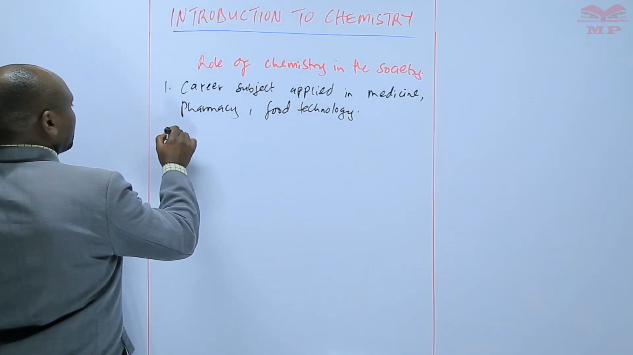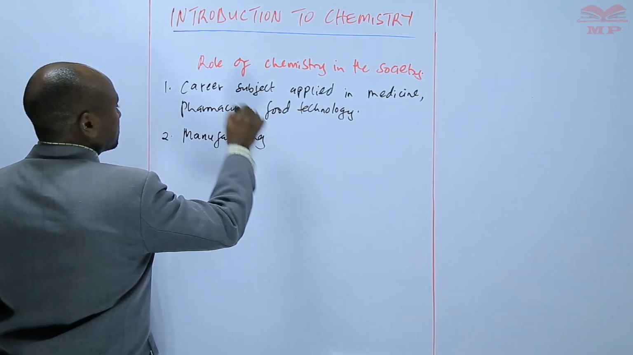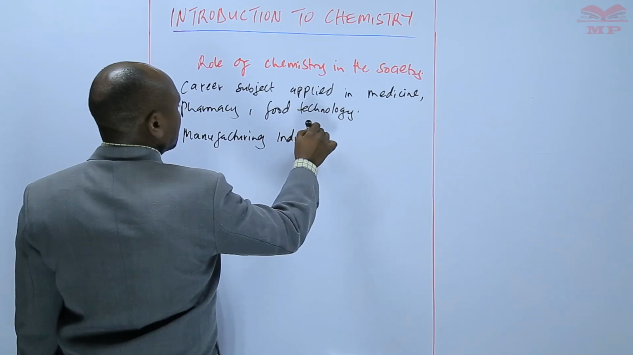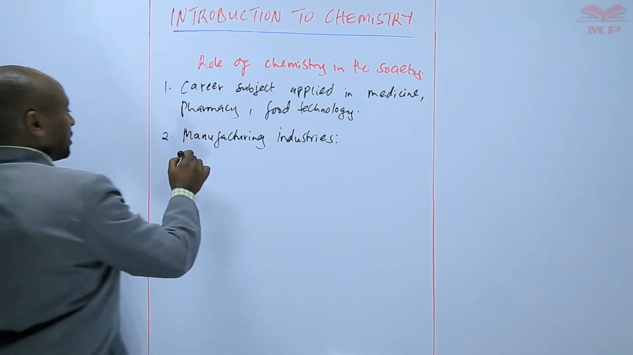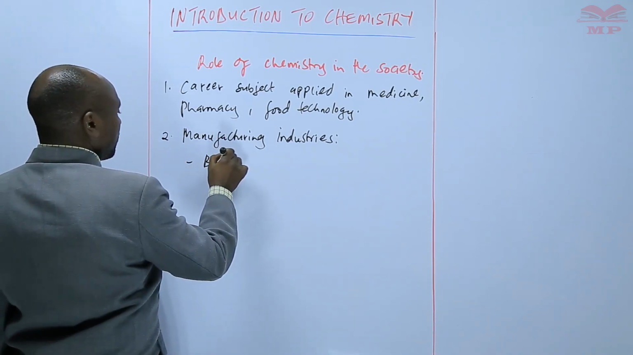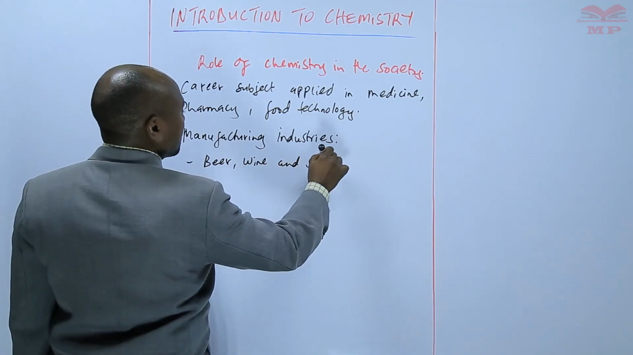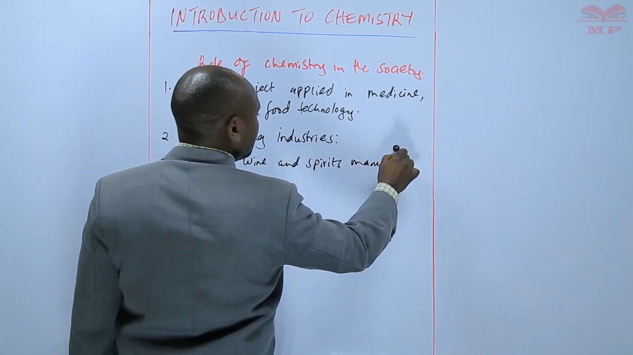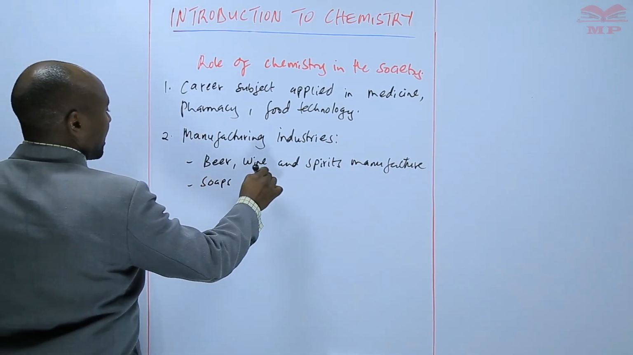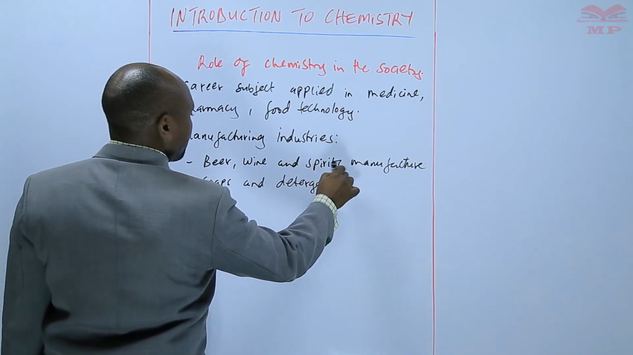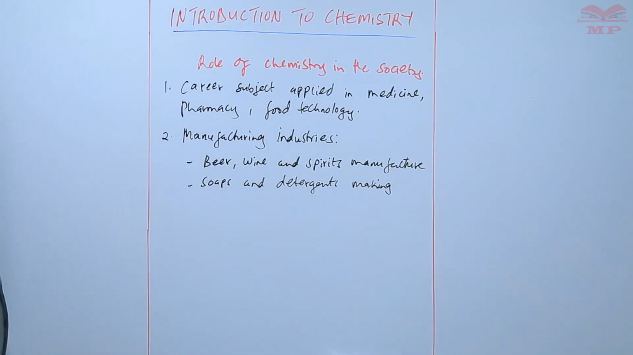Chemistry is also applicable in manufacturing industries, and some of the manufacturing industries that apply chemistry are those that involve beer, wines, and spirits manufacture. We have examples of soaps and detergents making.